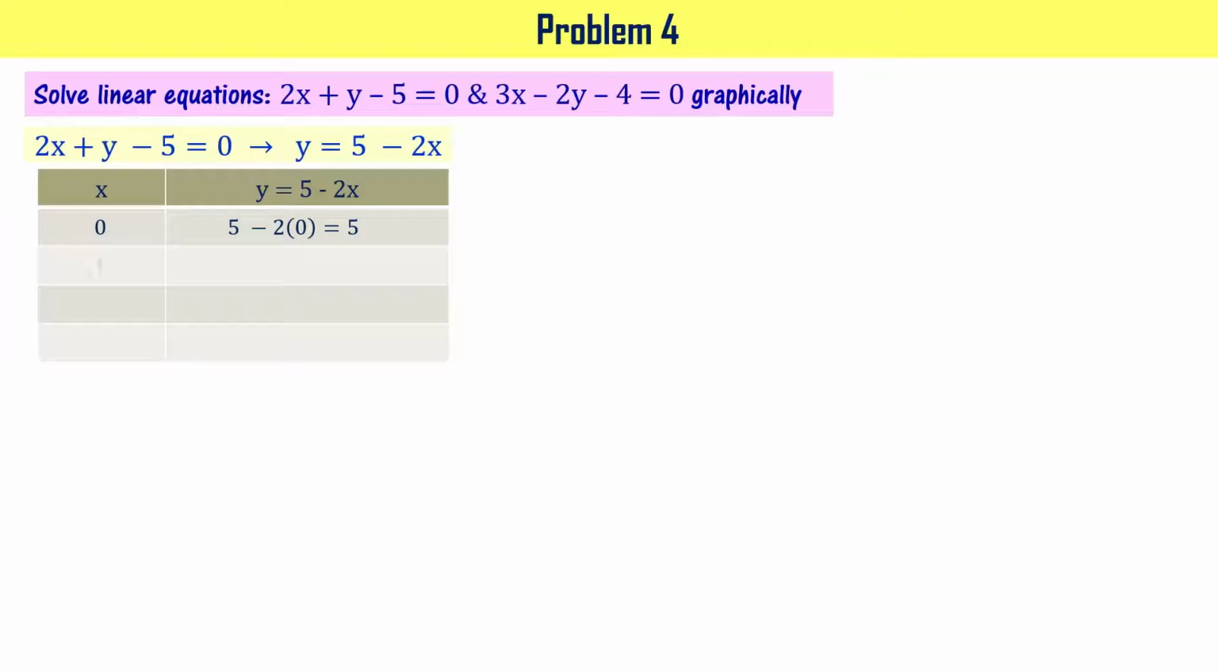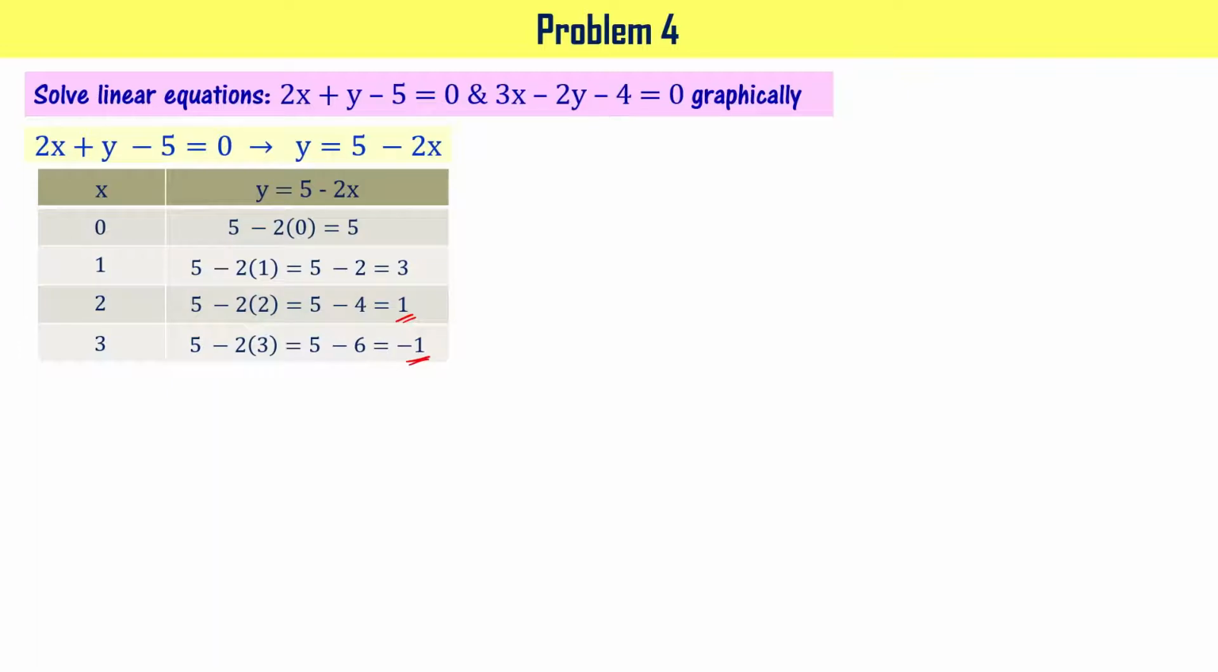Let's take x equal to 1. Y is going to be 5 minus 2 times 1, that is equal to 5 minus 2, that is equal to 3, right? When x equal to 1, y equal to 3. When x equal to 2, you get y equal to 5 minus 2 times 2, that is equal to 5 minus 4, that is equal to 1. When x equal to 3, you have y equal to 5 minus 2 times 3, that is equal to 5 minus 6, that is equal to minus 1.